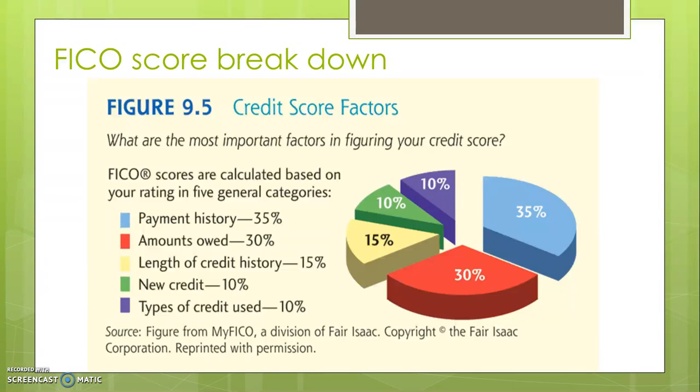But you can see, obviously, the top 2 things, 65% of what makes up your credit score, your payment history and the amounts that you owe. So you want to make sure you're making on-time payments and that you're not late with your payments. And you want to make sure that you're not borrowing huge sums of money.